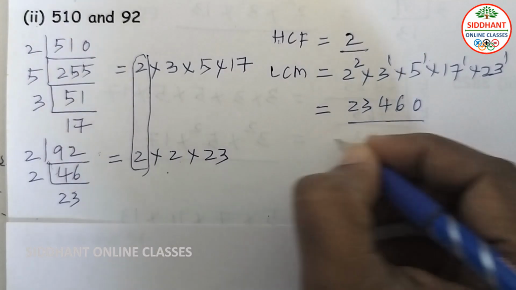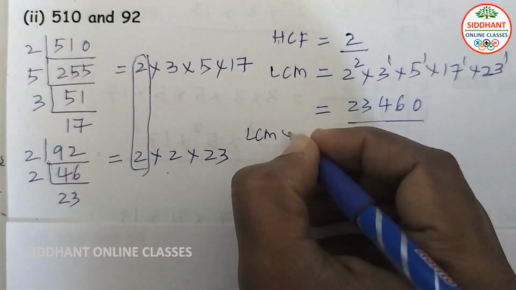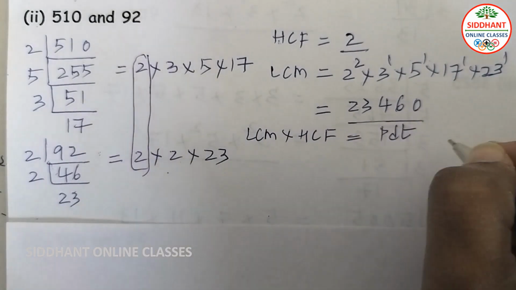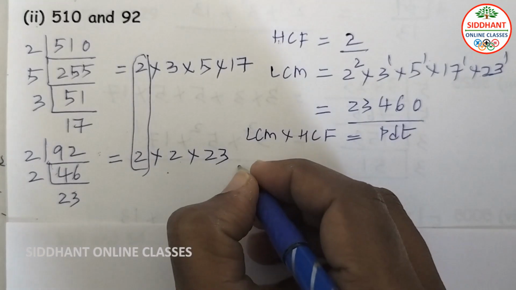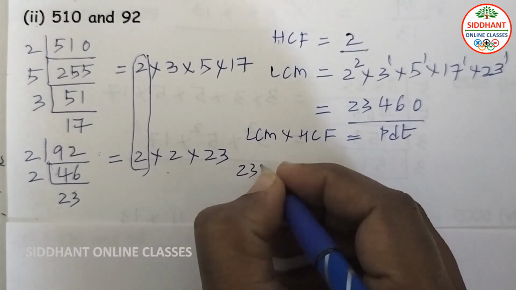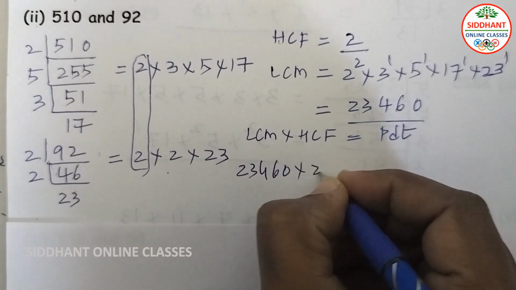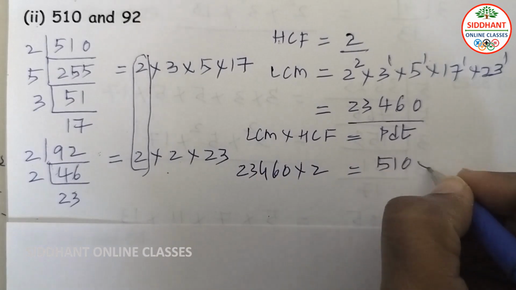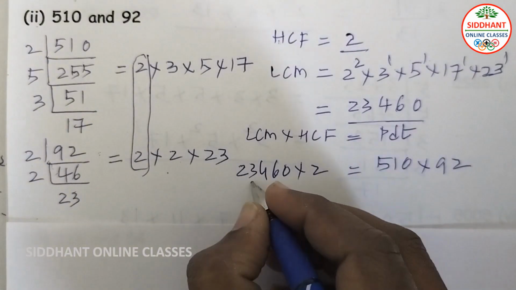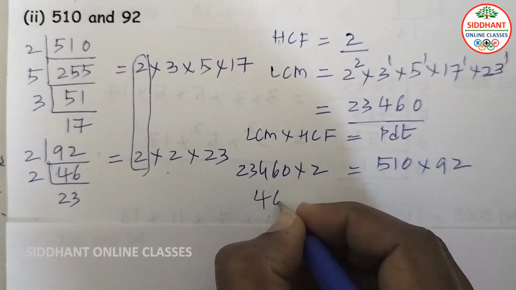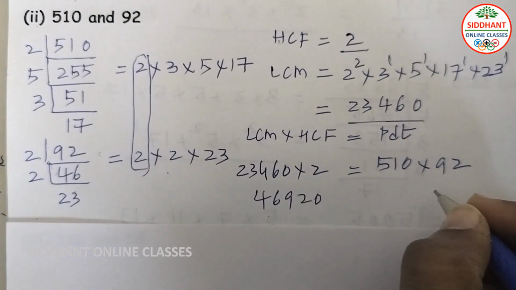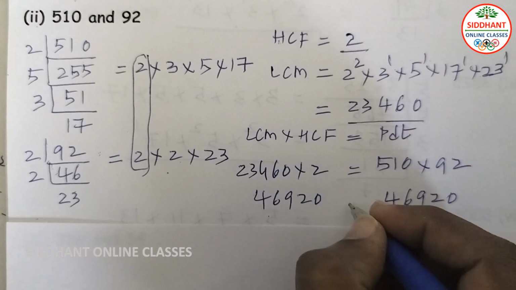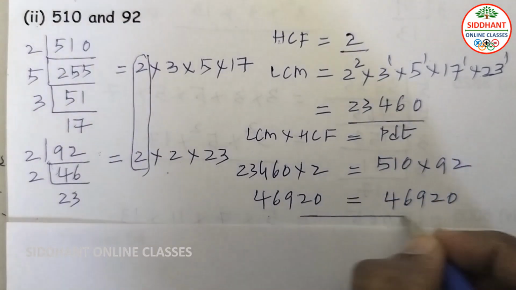And we are going to verify it. Verify what? Whether LCM times HCF equals the product of the two numbers. We know the LCM is 23460, multiplied by 2, and the product of the two numbers is 510 into 92. When you multiply these, we get 46920, and when you multiply the other we also get 46920. That means both are equal.